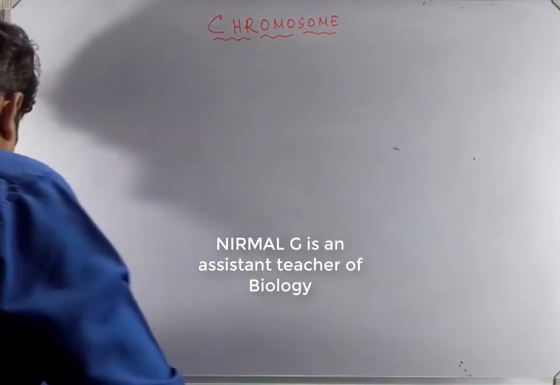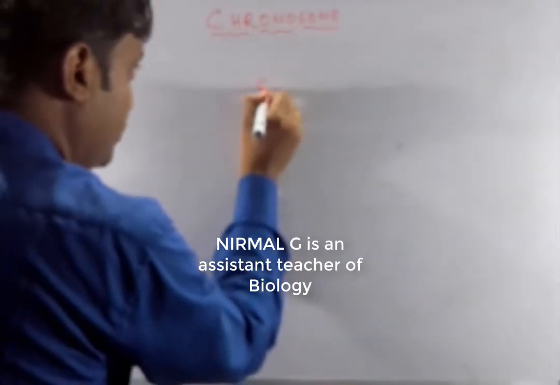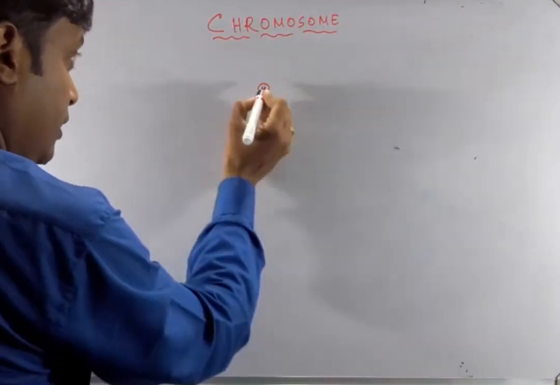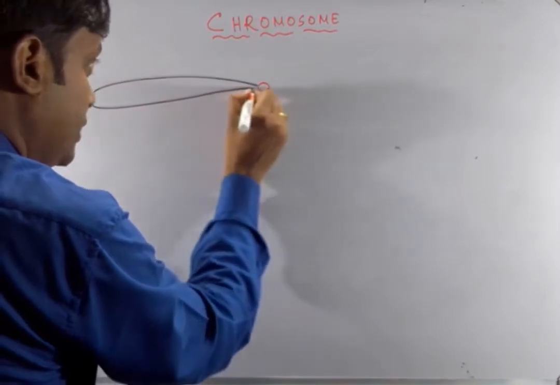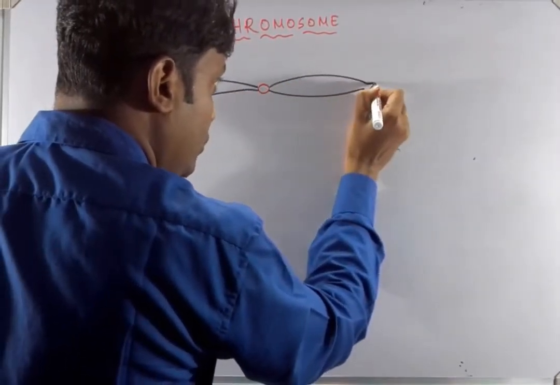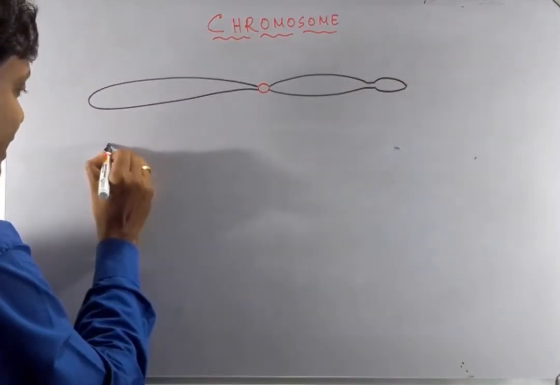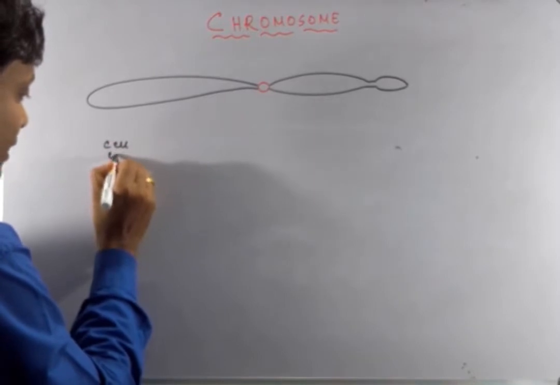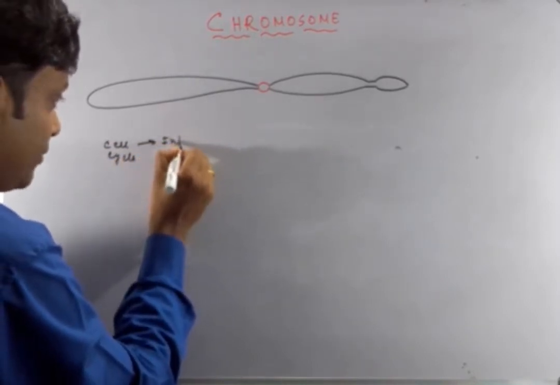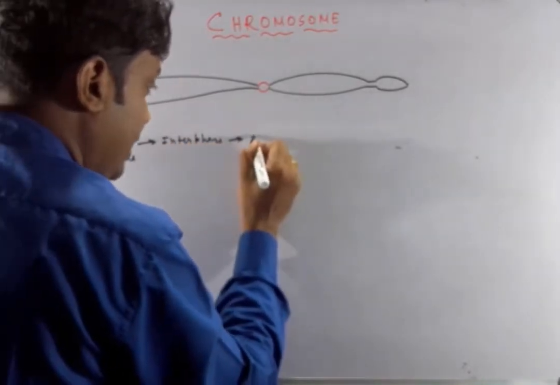So the chromosome looks like that, and there will be two arms of the chromosome. Here I can tell you about the cell cycle. In the cell cycle, there are two main phases. One is the interphase, and in the interphase the chromosome is seen as a thread-like structure.